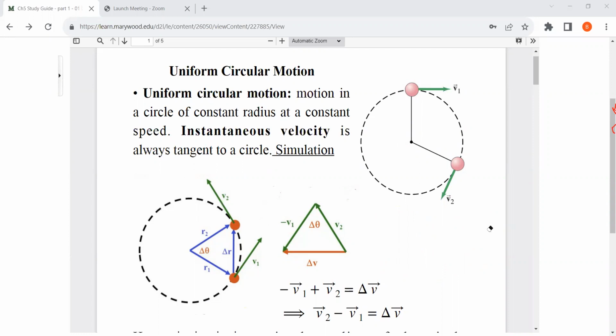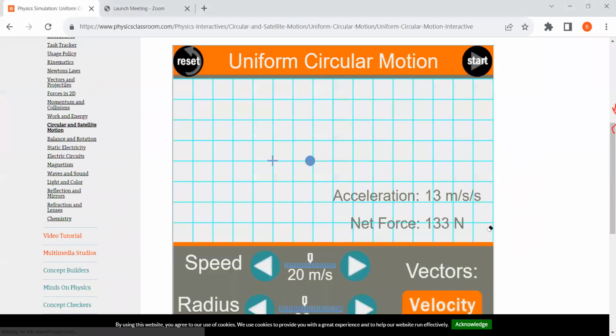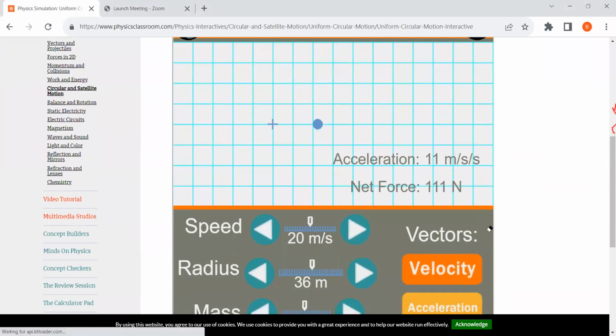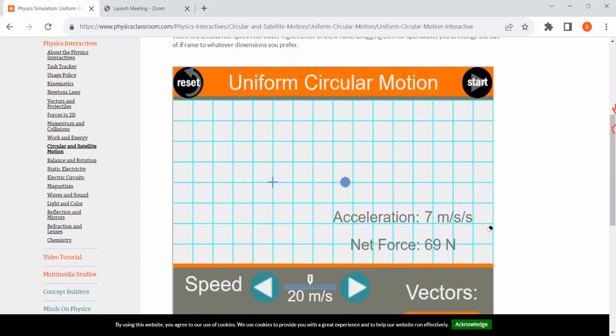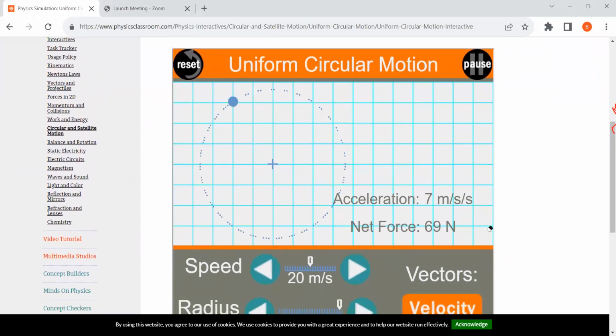Now before we move on, let me go to this simulation. If I start, you see that this object is in a circular path. It's in circular motion, and you see that the speed of this object is 20 meters per second. So here the speed is 20 meters per second.